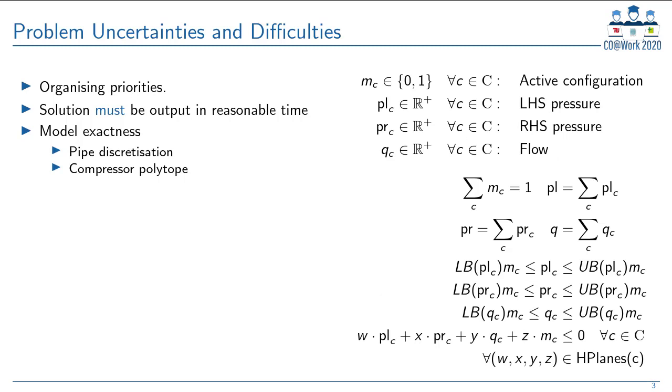Here, on the right-hand side of the slide, there's a formulation of a simplified version of our problem. Note that there is no closed or bypass mode for the compressor station, only active. Please feel free to pause the video and look through it. We've got binary variables describing the configurations, denoted by MC, and the pressure and flow variables indexed by configurations. Our constraints force exactly one configuration to be active, and all pressure and flow variables associated with the other configurations to be 0. H-planes here is just a short dirty notation for hyperplanes, which create the half spaces of which the polytope is the union.